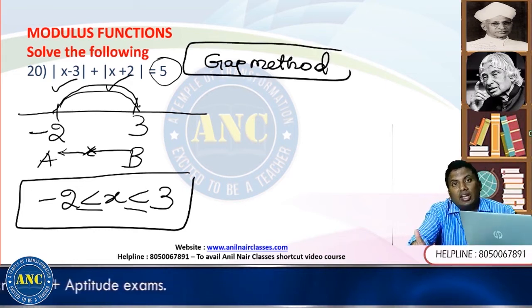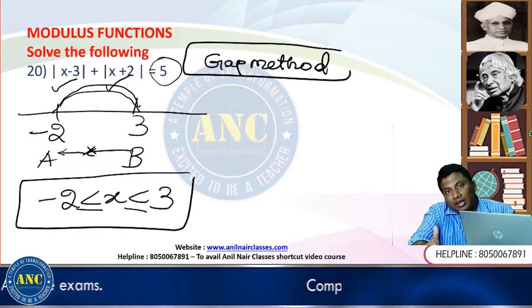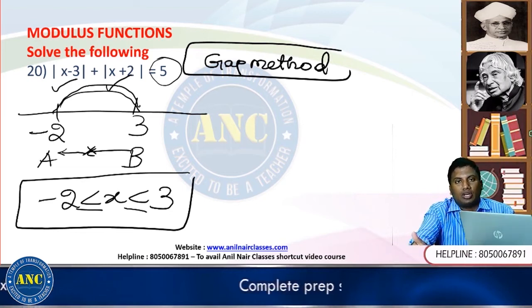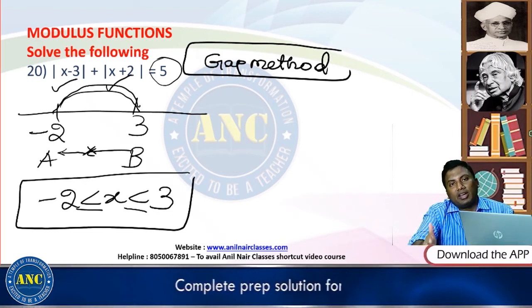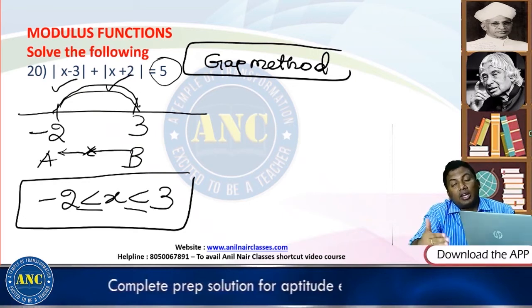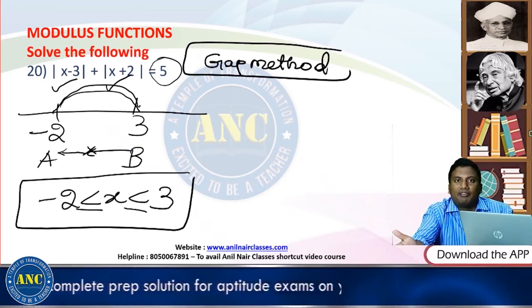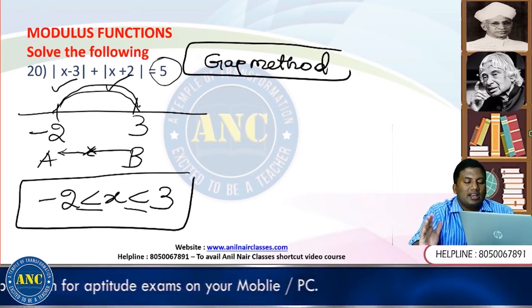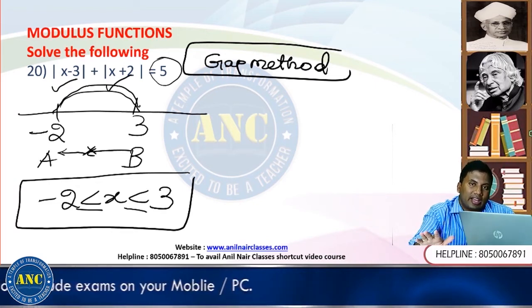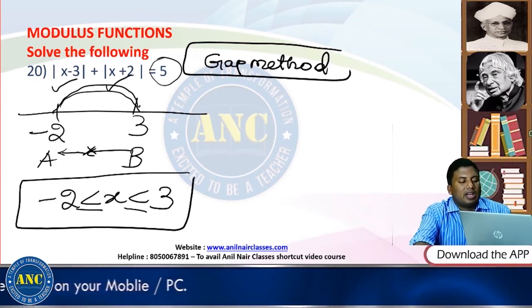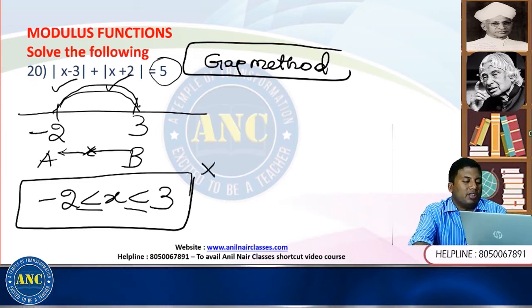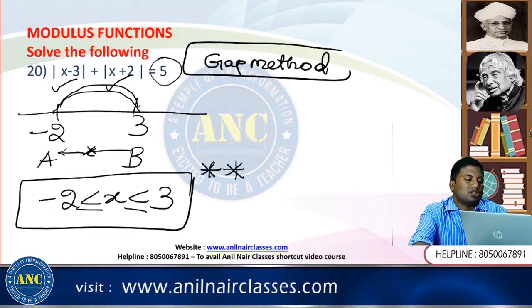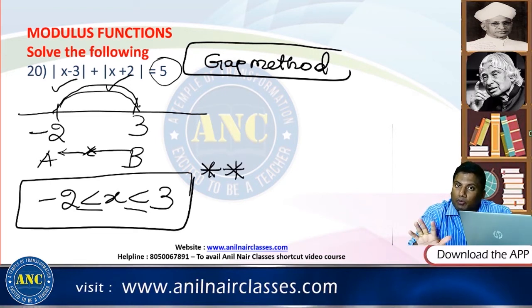Minus 2 to 3, the gap is 5. In between they meet from minus 2 to 3. I will get gap 5. Minus 2 travels till 3, that is 5. X is 3, 3 comes to minus 2. Again it is 5. So either they can meet in between or they can meet at the end points. Therefore the answer is minus 2 less than or equal to x less than or equal to 3. I hope the idea is clear in the 20th question.